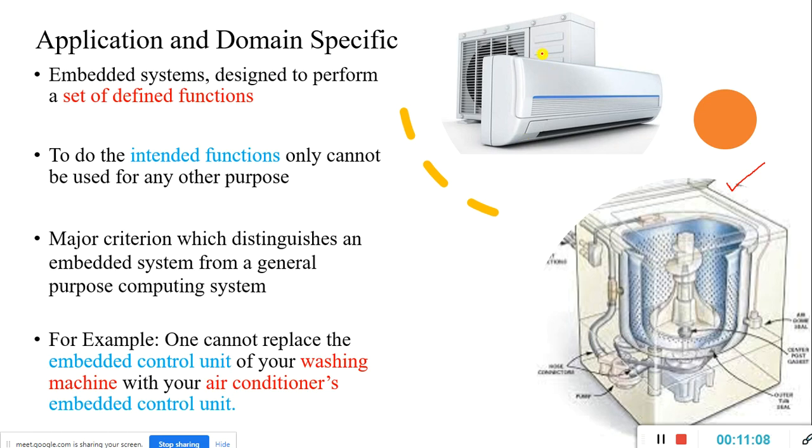Remember, an air controller is an application. For domain specific, the best example is the automotive sector. Now coming to the next important topic: what do you mean by real-time systems and reactive systems? What do you mean by reactive systems?